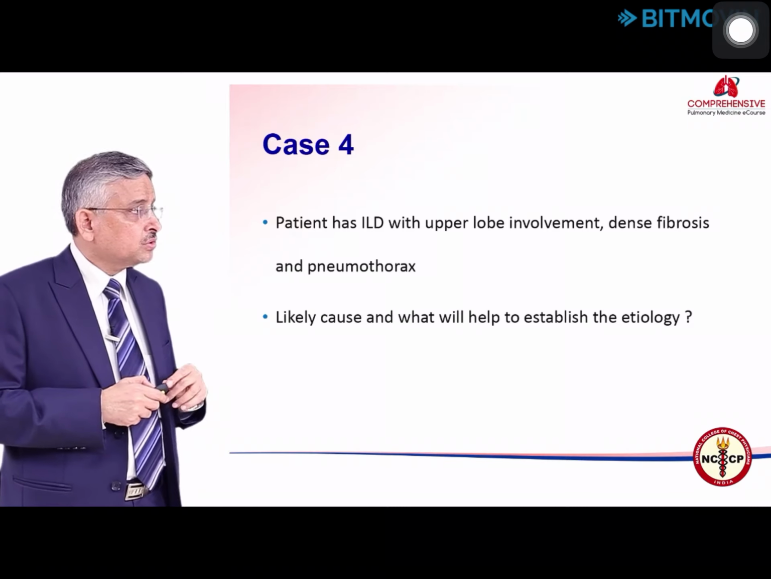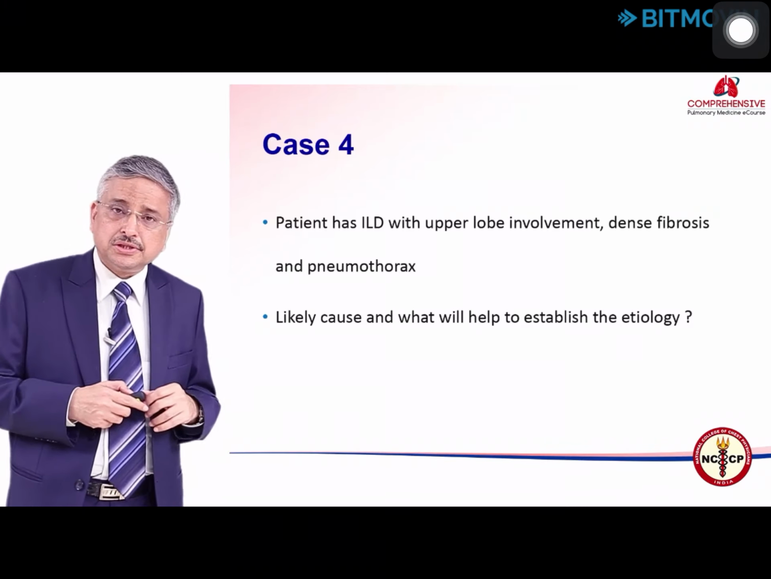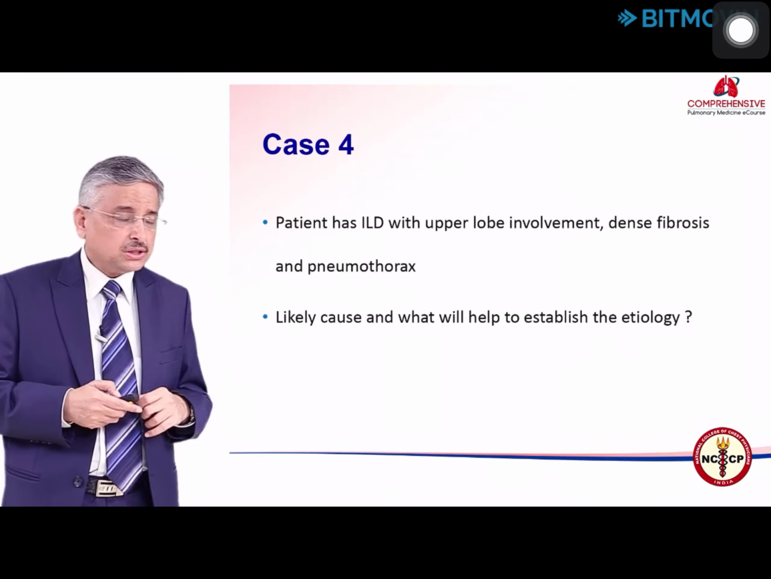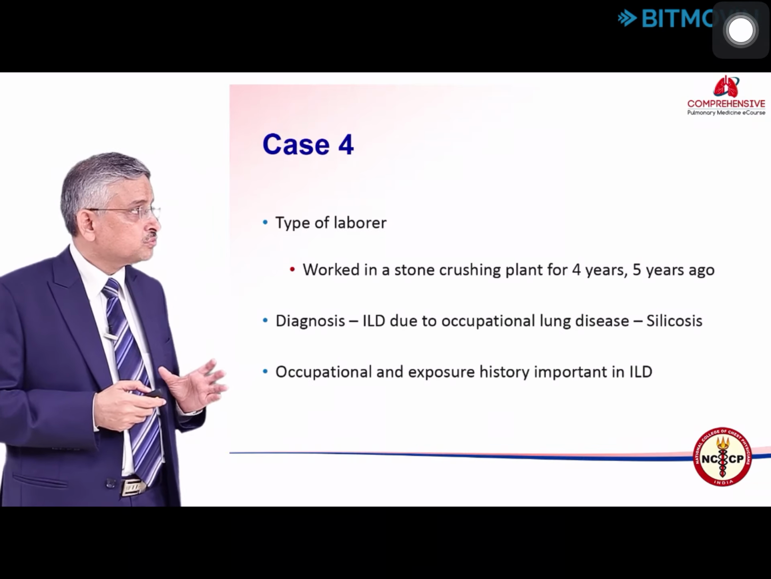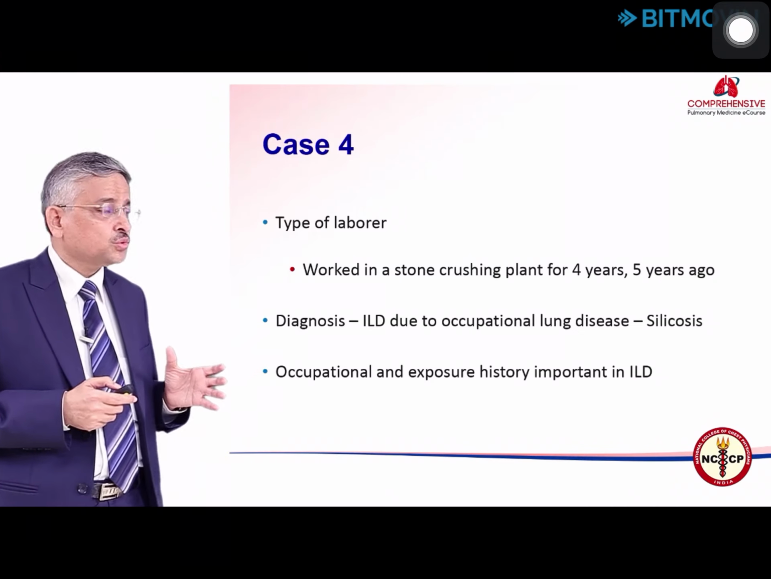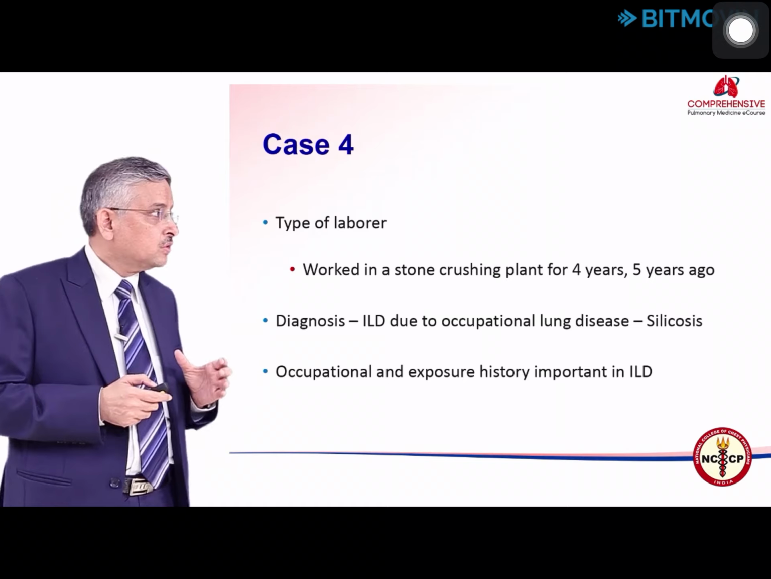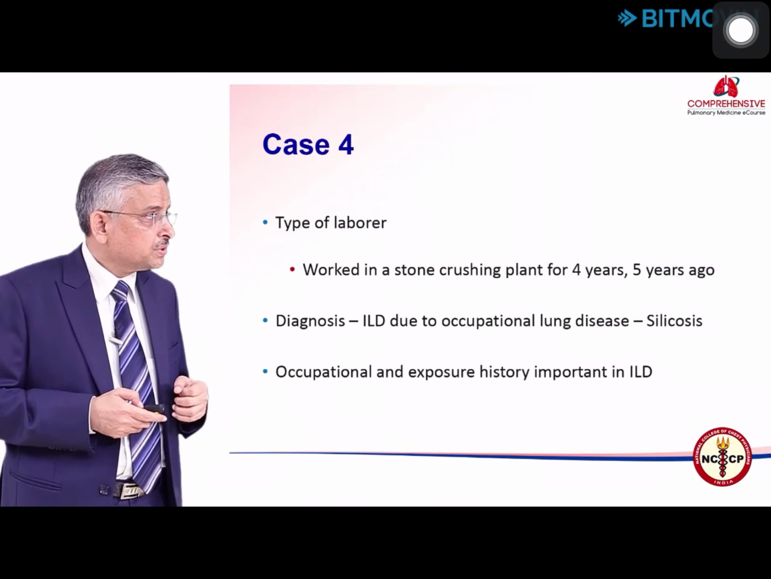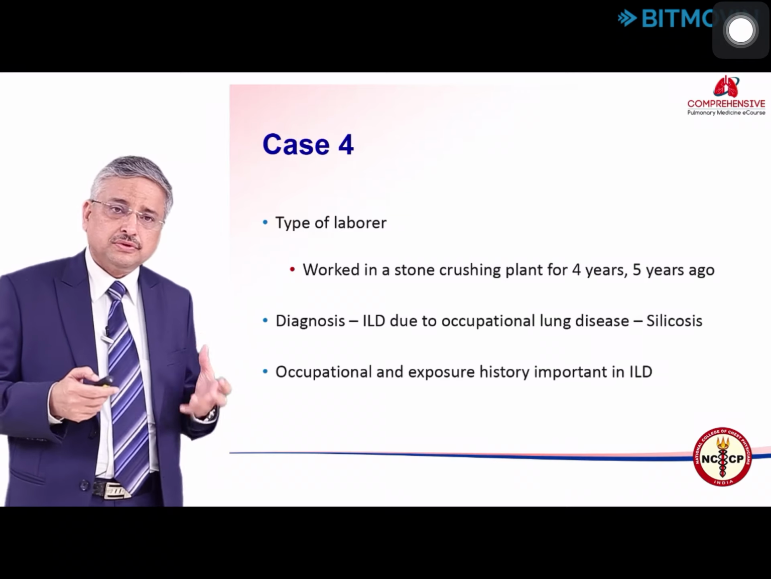What would be the likely cause and what will help to establish the etiology in this patient? So, if you had this patient, what would be the most important question that you would ask him? The most important question would be his occupation. So, what was his work? And he gave a history that he worked in a stone crushing plant for 4 years, almost 5 years ago, and during that time he had developed an occupational lung disease, and this is an ILD because of silicosis.